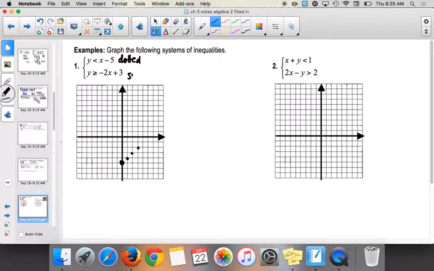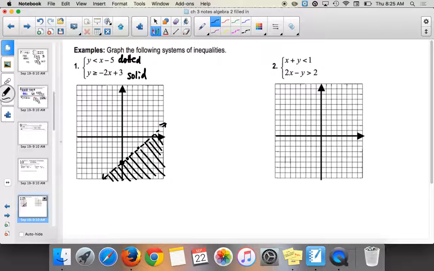And the other one's going to be a solid line. So when we sketch this one in, we're going to have our dotted line. And then we're going to decide which way we shade. So since this is already in the form y equals mx plus b, do you guys remember where we shade? It's y is less than x minus 5, above or below? Below. Do you guys remember that trick? When it says less than, it's below. So for this one, we would be below our line. So use one of your colors.